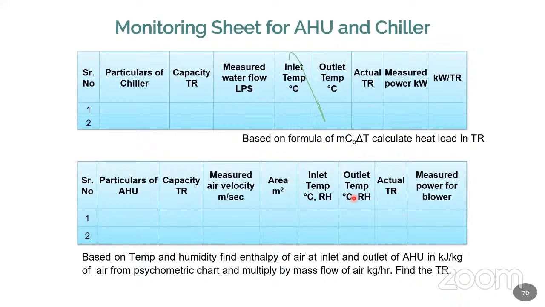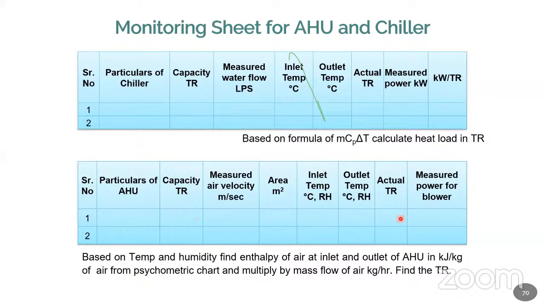Now these are the regular monitoring sheets of an AHU and chiller. You can see where the particular chiller is available, what tonnage capacity, what is the measured water flow, if it's a water cooled chiller, in liters per second, what is the inlet temperature, what is the outlet temperature. So before going to the coil, what is the temperature, after coming out of the coil, what is the temperature, what is the actual TR transferred, what is the power measured at the input side of the compressor, and what is the kW by TR value, right?